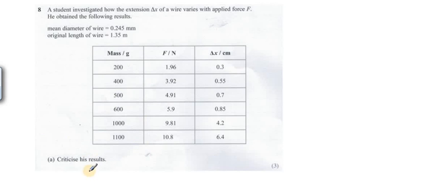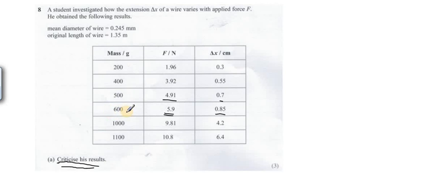Again, it's a typical question, criticizing the result. We have some pet sentences. For example, we have inconsistent significant figures: two significant figures, sometimes three significant figures, so we can write like 2 and 1 here. So the student is using inconsistent significant figures, and you can say no repeat readings, no mean values taken in order to avoid random error.